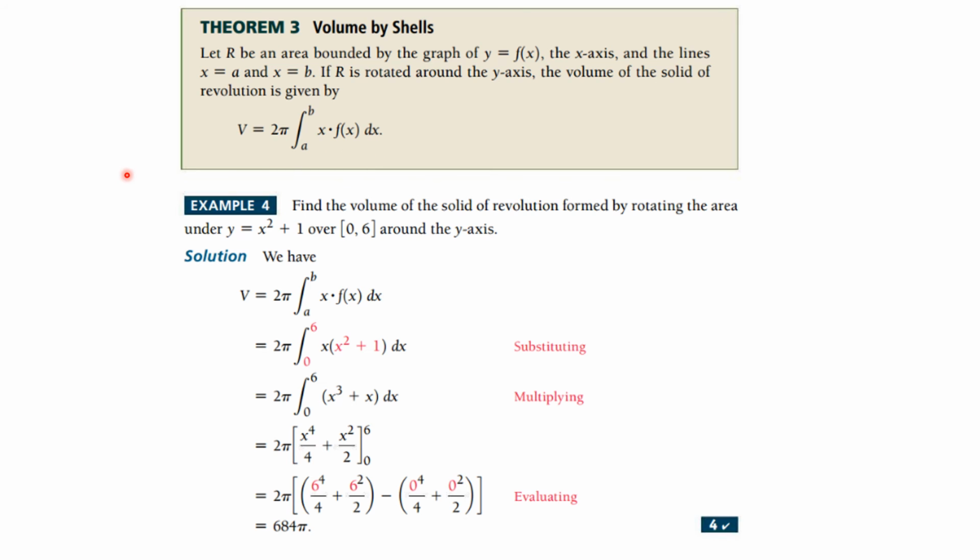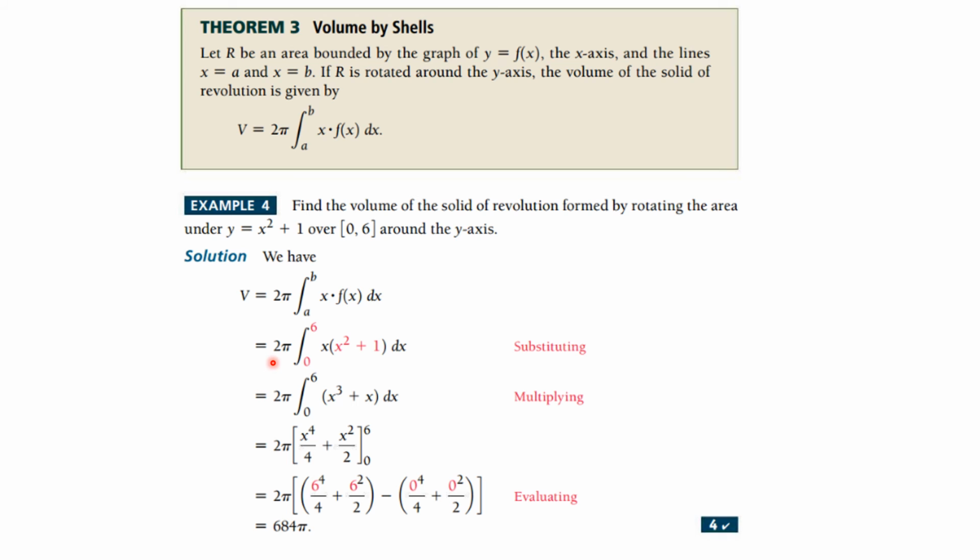Again, an example is worth 1,000 words, so let's look at the example. Find the volume of the solid of revolution formed by rotating the area under y equal x squared plus 1 over 0 to 6 around the y-axis. Okay, by the theorem, we know this volume is going to be 2 pi, the definite integral from a to b, x times f of x dx.